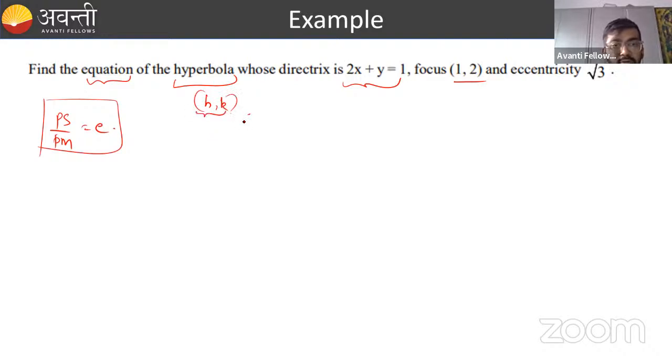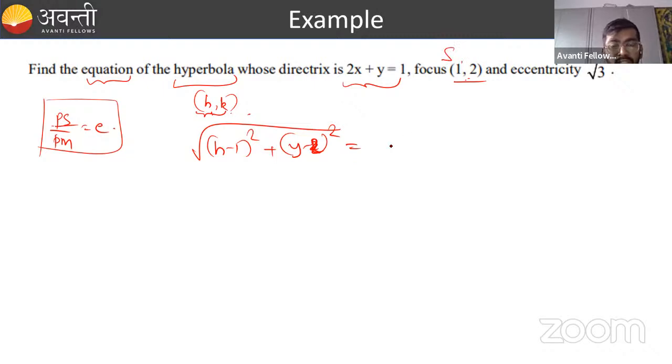So what we will do here is, first of all, the distance of h comma k from the focus, which is PS. This will be the under root of h minus 1 whole square plus k minus 2 whole square. This is the distance of this point P and the focus S.